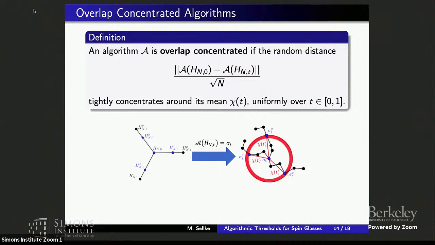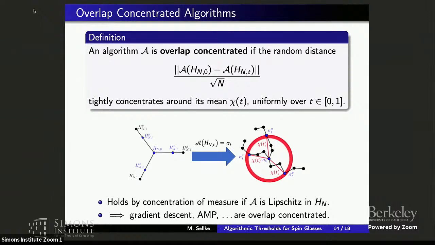So what does the picture look like? It looks like we look at several different interpolation paths, I'll just say from the same point. And previously, we said that by continuity, they have to reach this moat somewhere. And overlap concentration is going to say that they reach the moat at the same time. So at the same value of T, they're reaching this moat.